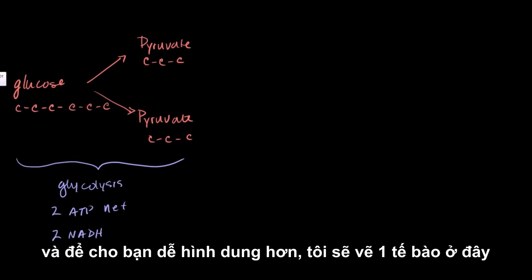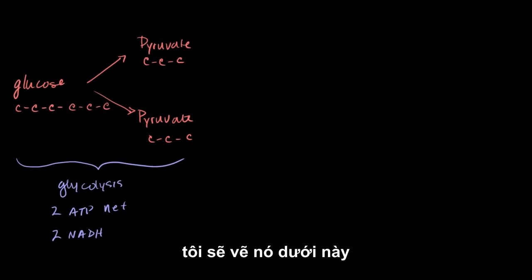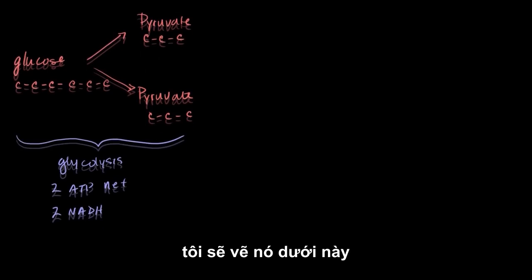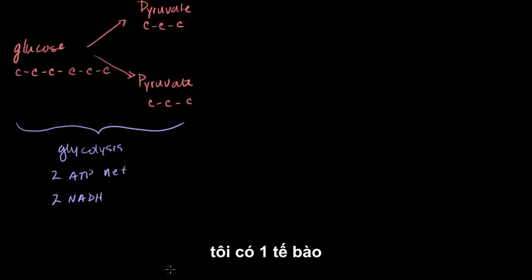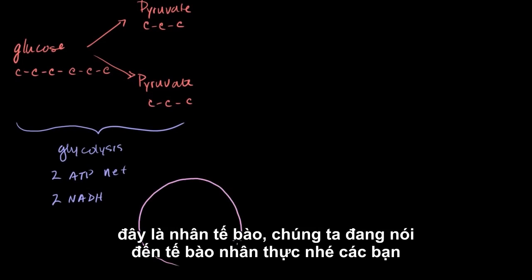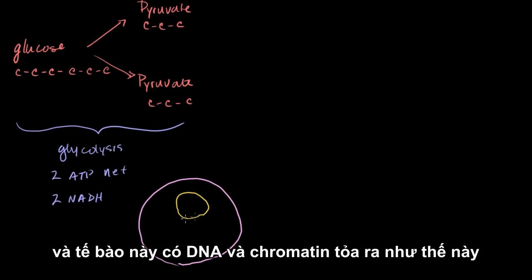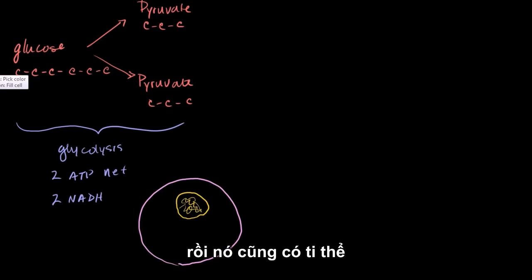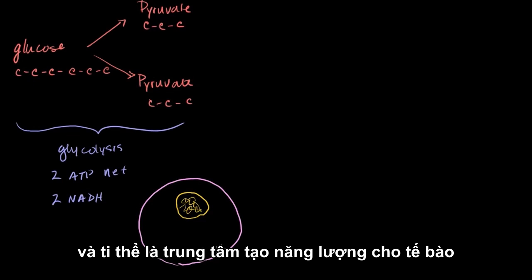And just so you can visualize this a little bit better, let me draw a cell right here. Maybe I'll draw it down here. Let's say I have a cell. That's its outer membrane. Maybe its nucleus. We're dealing with a eukaryotic cell. Doesn't have to be the case. It has this DNA in its chromatin form all spread around like that. And then you have some mitochondria, and there's a reason why people call it the power centers of the cell. We'll look at that in a second.